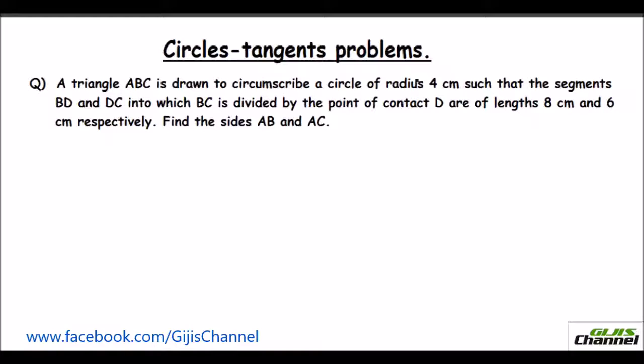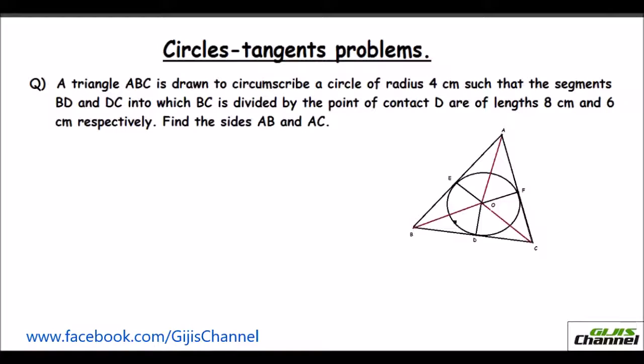So let us first draw the diagram. Actually a circle is circumscribed, right? So the triangle should come outside the circle such that all the sides of this triangle touch the circle. And they say that the radius of the circle is 4 centimeters. So here I have taken a circle with center O, and the radius is 4 centimeters, right? So I can say that this is 4 centimeters.